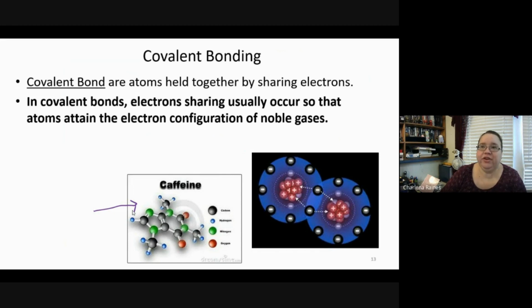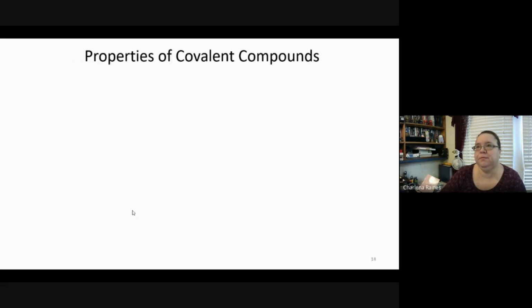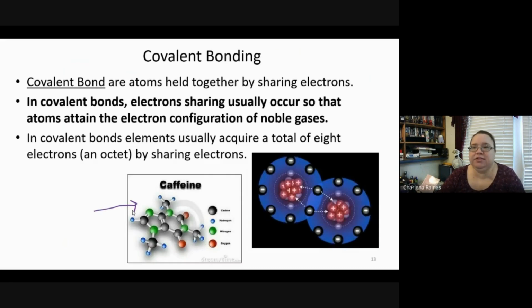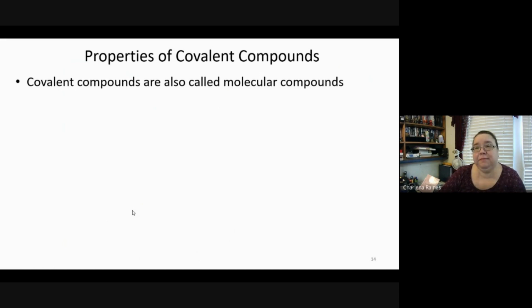And they share their electrons in order to get that octet, but they also share their electrons because they have very similar electronegativity values. So my ionic bonds form by transferring electrons to get their octet, covalent share. Now, since my covalents are sharing and they're cooperating, they do have very different properties. Covalent compounds also have another name. They are called molecular compounds, or they are called molecules.